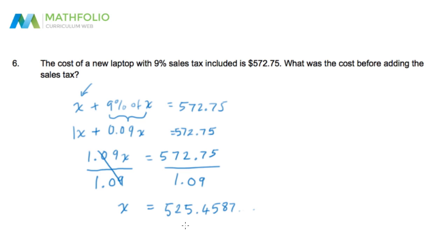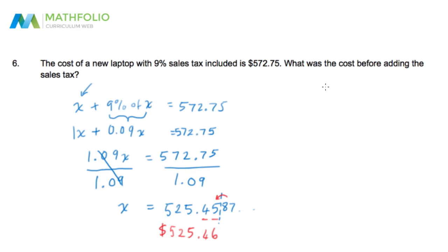Now, because it's money, we're going to need to do a little bit of rounding here. So money, we only go to 2 decimal places. Now, it seems like we should round this up, because the last place that we're going to allow, which is the hundredths, is going to be affected by this 8. Because the 8 is more than 5, it pushes this up to a 6. Everything else stays the same. So in this case, our cost before adding the sales tax was 525.46.